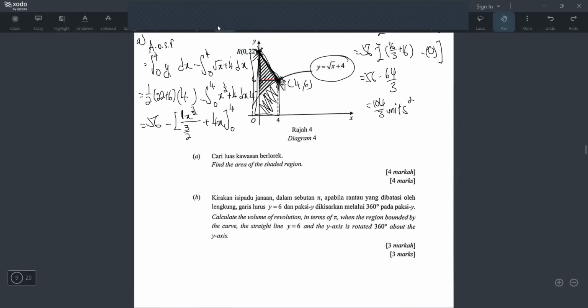Let's continue with B. Calculate the volume. So volume formula is what? It will be pi y square dx ataupun pi x square dy, depending on which axis you revolve. So let's read. Calculate volume of revolution in terms of pi when the region bounded by a curve straight line y equals, so region bounded by curve. Okay, let's erase all this.